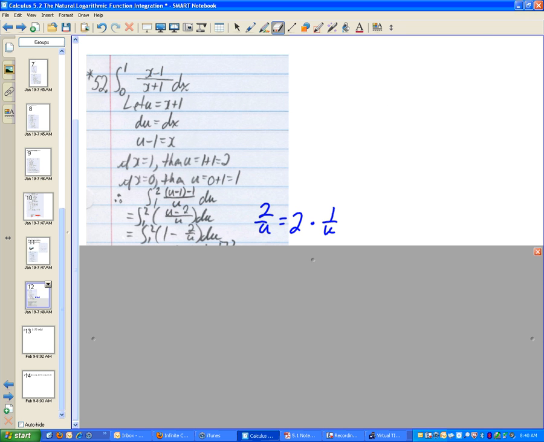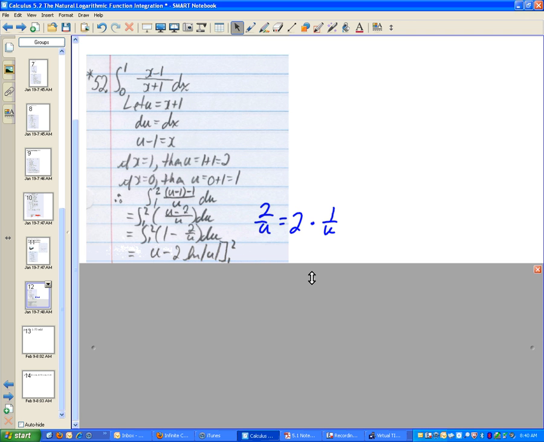All right, now, what is the integral of 1, x, but not x, u, minus, and then the integral of 2 over u, or 2 times 1 over u? It will be 2 times, well then what's the integral of 1 over u? It's the natural log of the absolute value of u. And since it's a definite integral, no plus c, instead evaluated from 1 to 2.